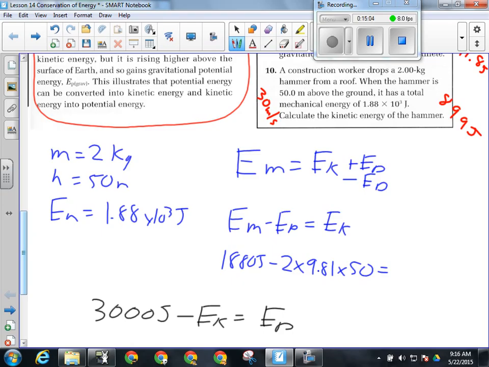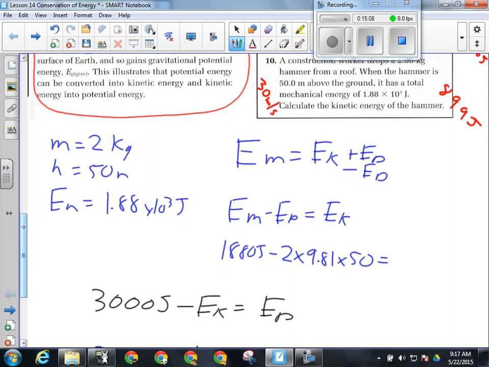All right, let's take that one step further. What if the question asked, instead of what's the kinetic energy of the hammer, what's the speed of the hammer?